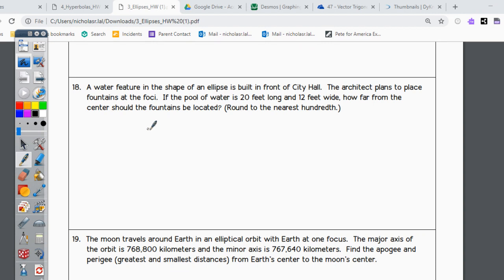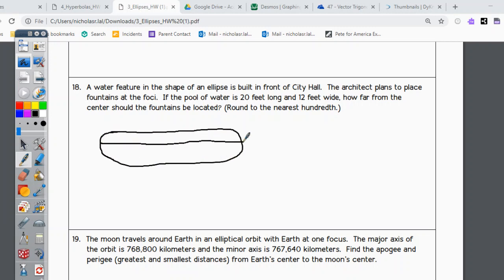All right, a water feature in the shape of an ellipse is built in front of City Hall. The architect plans to place fountains at the foci. If the pool of water is 20 feet long and 12 feet wide, how far from the center should the fountains be located? So we have our pool of water that is 20 feet long. So this length right here, that length is 20.